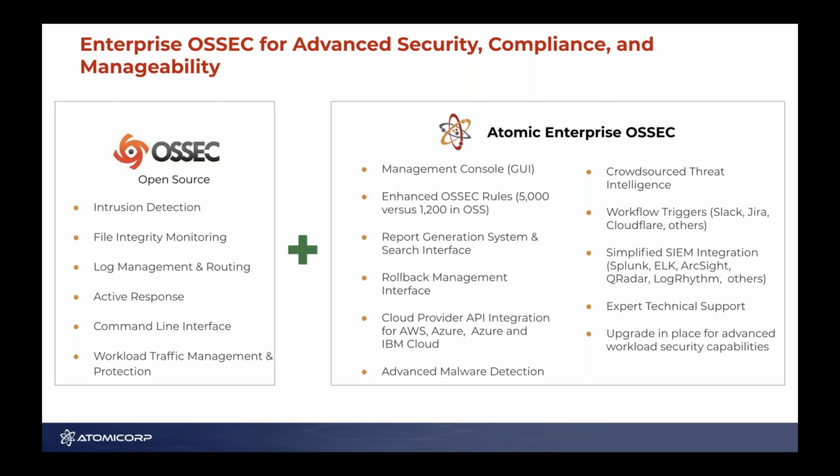And then, of course, the management folks who need to make some kind of decision based off of what you're telling them. And that's a lot of what we've done in Atomic Enterprise OSSEC: we built a web-based management platform around it with those three personas in mind. And because of that, we can do things like generate advanced reporting. We can tie in directly to APIs in the IBM Cloud or Azure or AWS.